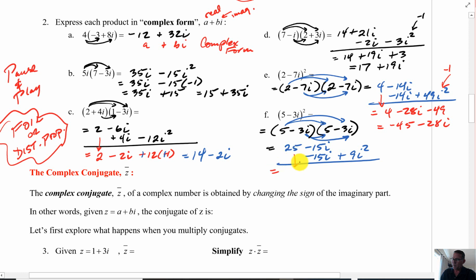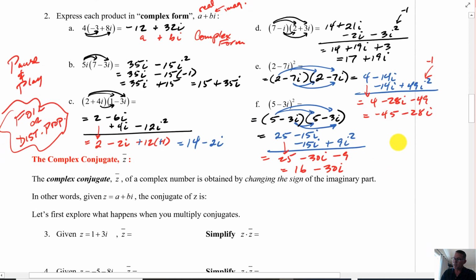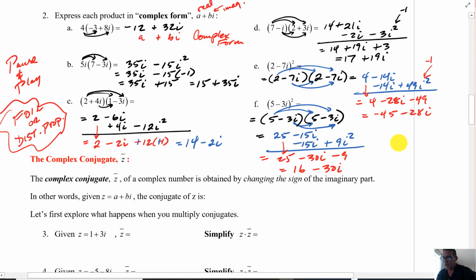So you get right here 25 minus 30i, and then a minus 9. 9 times negative 1 is negative 9. And so 25 minus 9 is 16, and then the minus 30i. And there's complex form. Okay, so you gotta be good at all the different operations.